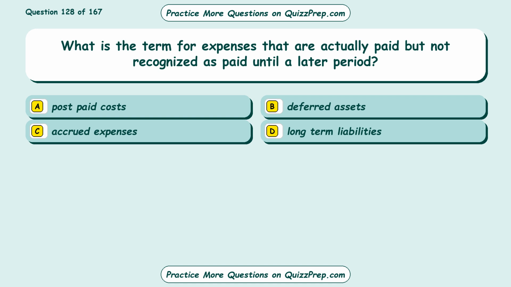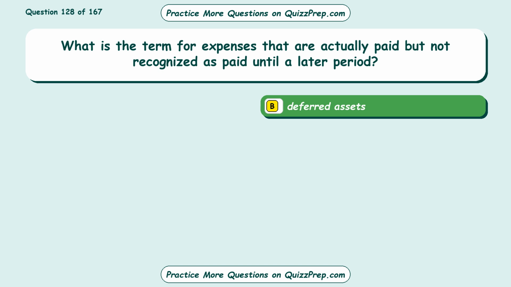Question 128. What is the term for expenses that are actually paid but not recognized as paid until a later period? Option A, post-paid costs. Option B, deferred assets. Option C, accrued expenses. Option D, long-term liabilities. The correct answer is option B, deferred assets.